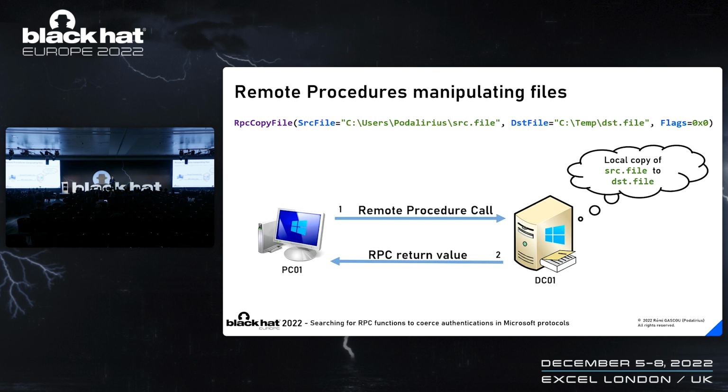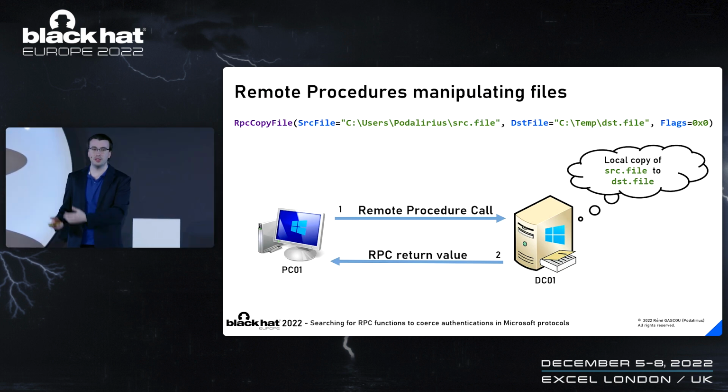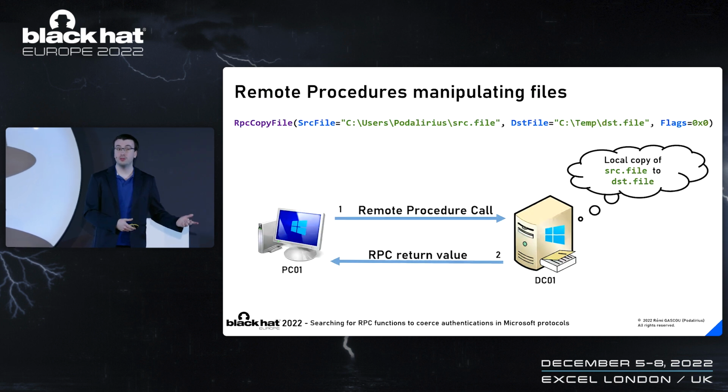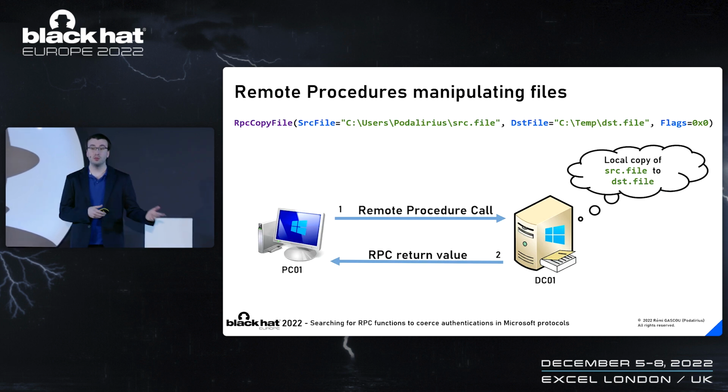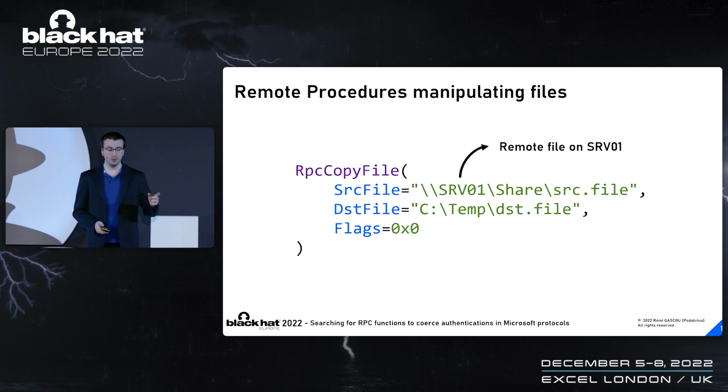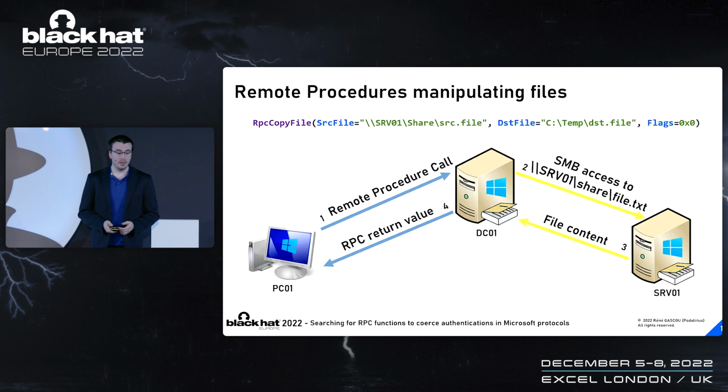For example, if we use it on a local file, it's simple. Everybody here knows what it will happen. You call the remote procedure, the file is copied, and you'll get a return value in return, and you perform a local file copy. But what if we changed inside the source file the path to a local file by a UNC path on Windows, targeting a remote server, in this case SRV01, to find a file that is hosted on a remote share? What will happen then is that when we will call this remote procedure on DC01, DC01 will try to copy this file from the source file.